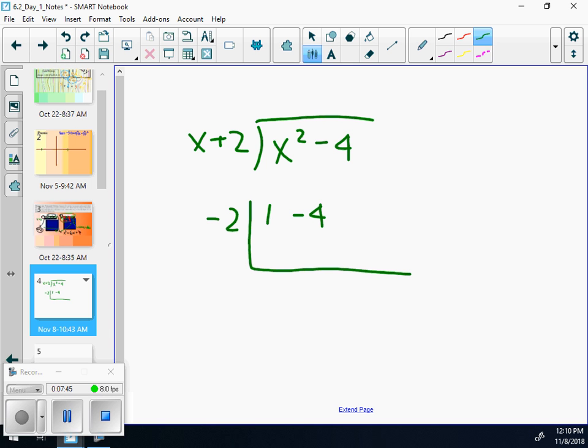Is x plus 2 a factor of x squared minus 4? Yes, it is. So I should, theoretically, get a 0 out of this here, right? So if I do this process again, I get a 1 here, multiplied by negative 2. Negative 2 minus 4 is negative 6. I got a remainder.